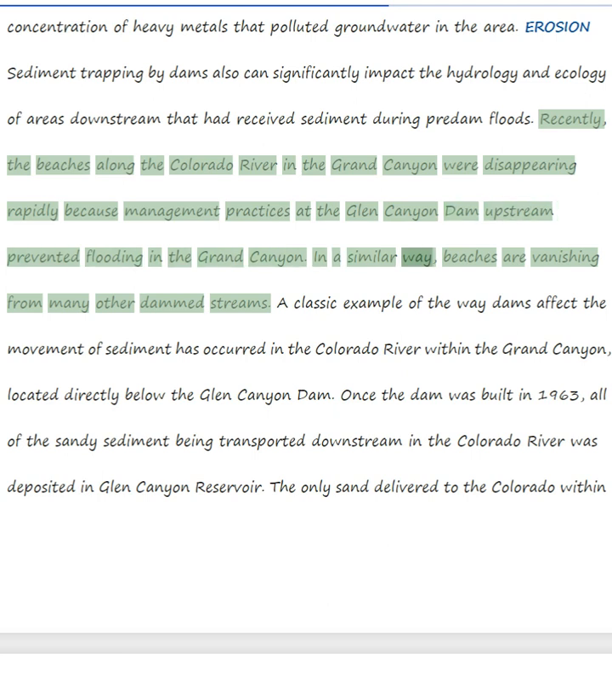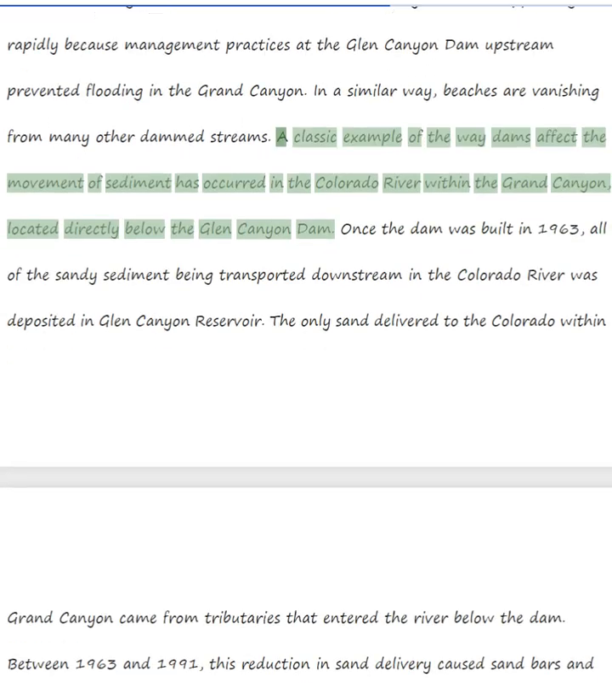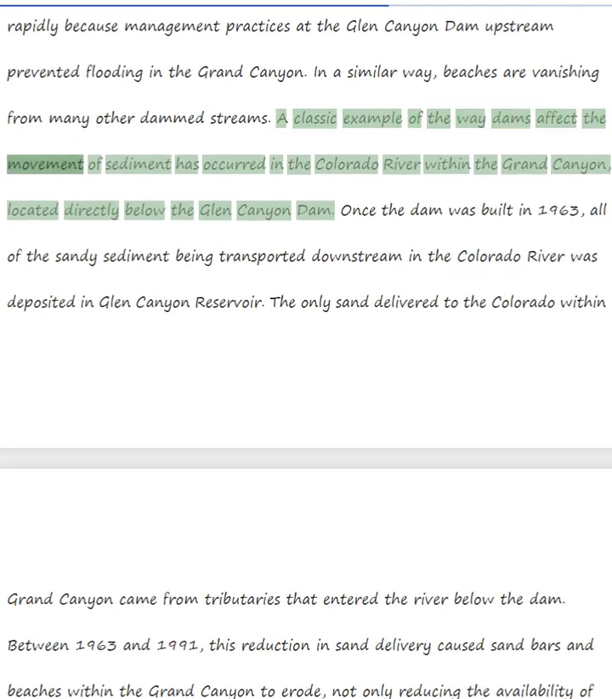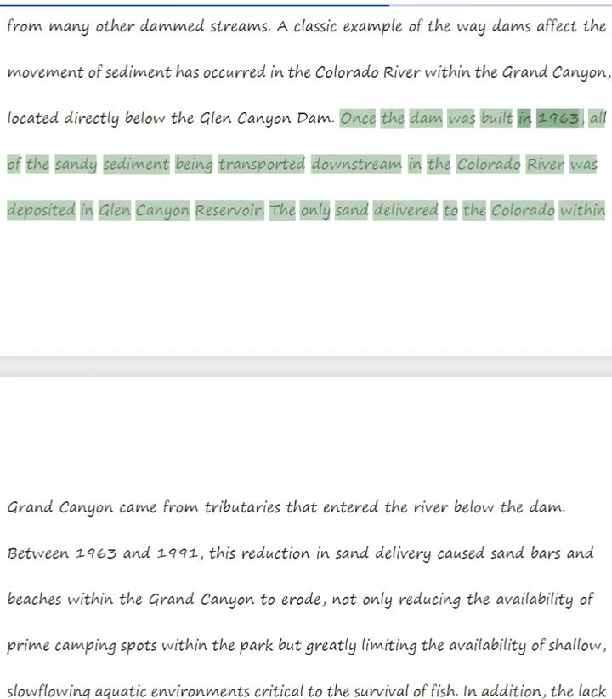In a similar way, beaches are vanishing from many other dammed streams. A classic example of the way dams affect the movement of sediment has occurred in the Colorado River within the Grand Canyon, located directly below the Glen Canyon Dam. Once the dam was built in 1963, all of the sandy sediment being transported downstream in the Colorado River was deposited in Glen Canyon Reservoir.